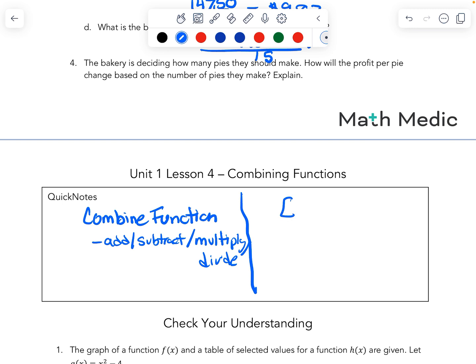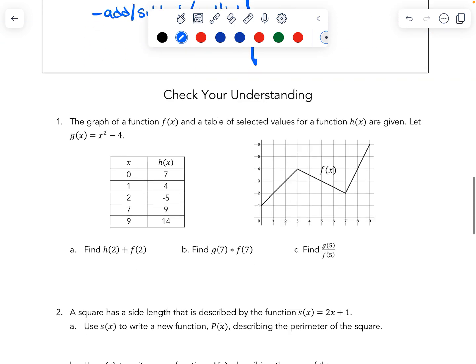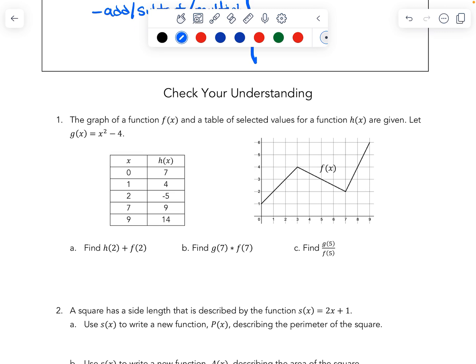And the second thing we're going to do is evaluate functions, which we have done some stuff with in the past. Okay, so this first one: here's our graph of f of x, and a table selected for values of h of x are given. Let g of x equal x squared minus 4. So here is f of x, h of x, and g of x.